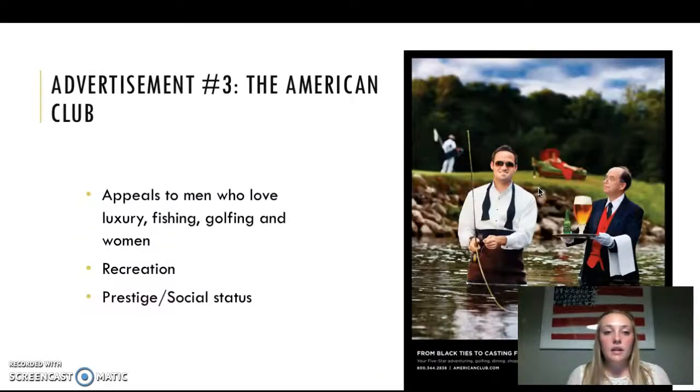This ad is obviously a little bit more geared towards men. It's from the American Club. It's a man who's fishing in a tuxedo with golf in the background, beer at his beck and call, and a woman in the background on a chaise. So it's got that prestige, that kind of social status that might come with all those things. And then it also shows that kind of recreation aspect. So I think this would be a successful advertisement to many men because of these reasons.